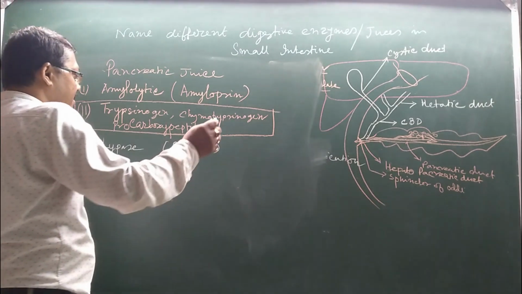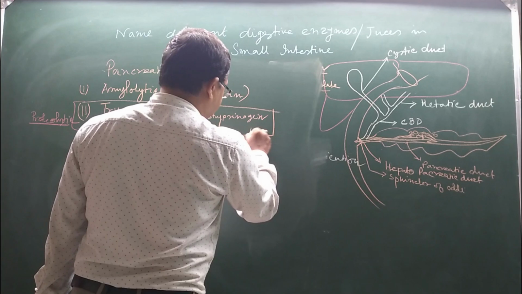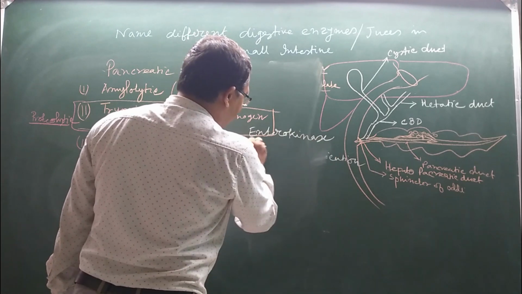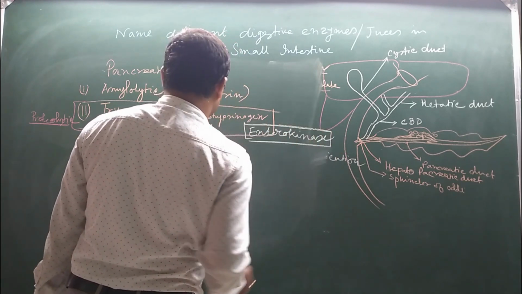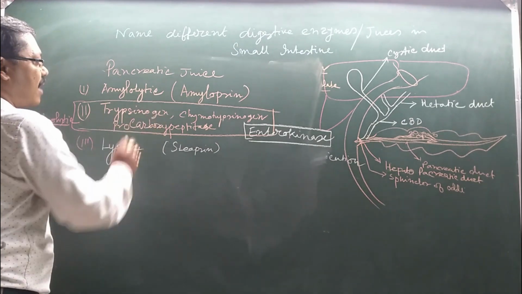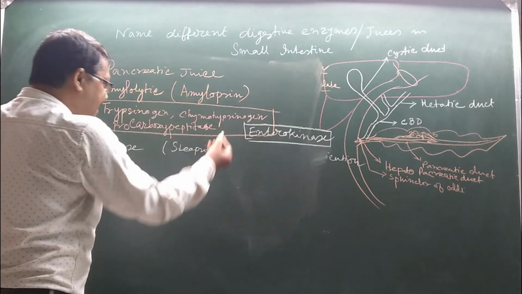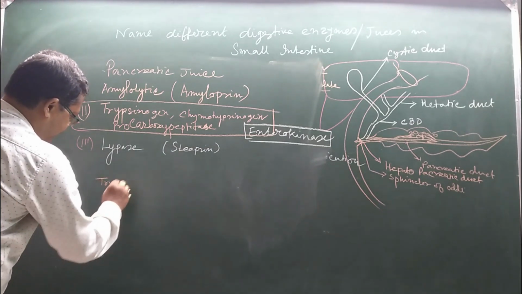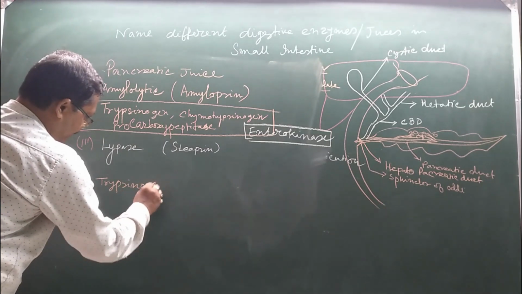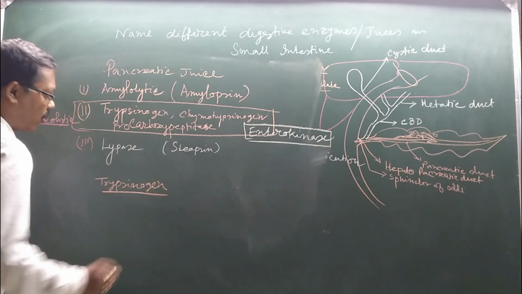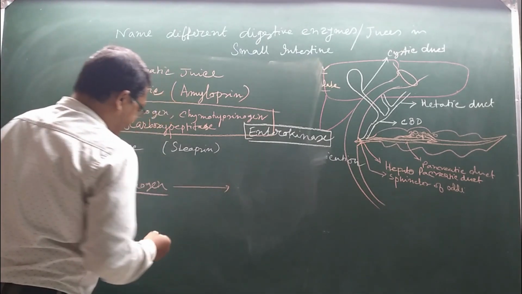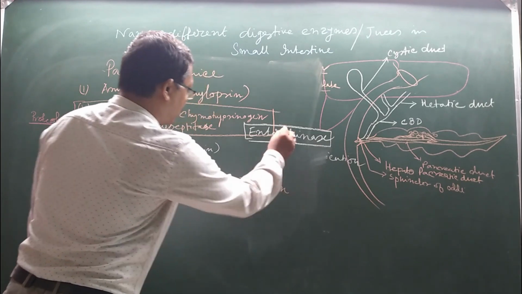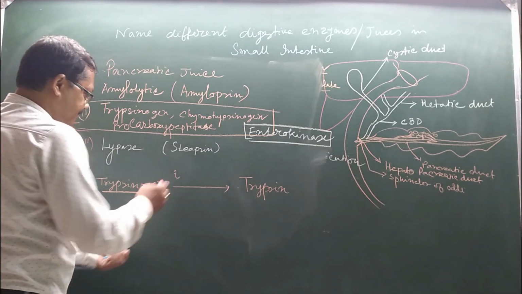This is called enterokinase. By the action of enterokinase, trypsinogen is converted into active trypsin. Trypsinogen, the inactive form, a zymogen or proenzyme, is converted into active trypsin by the action of enterokinase.